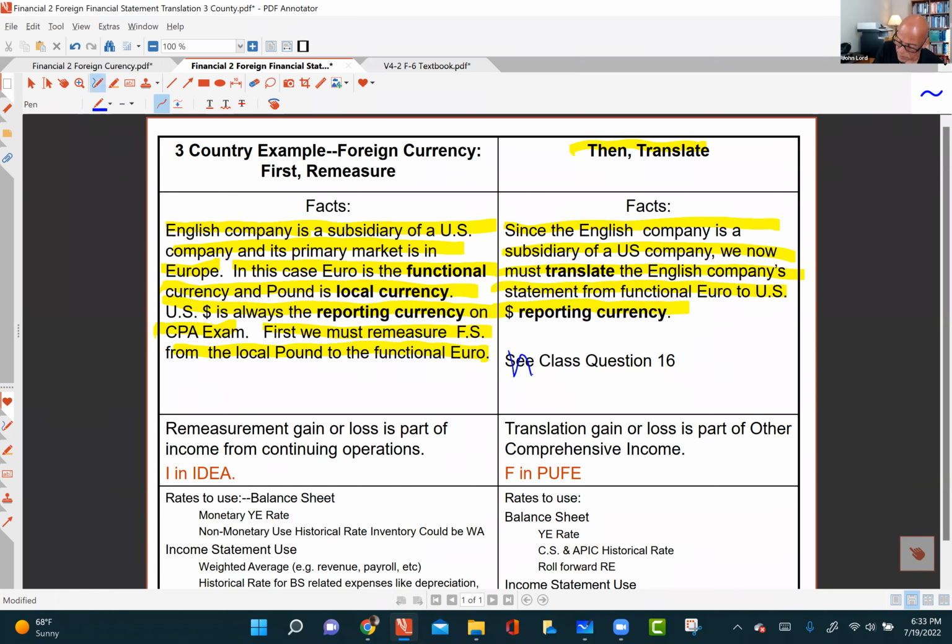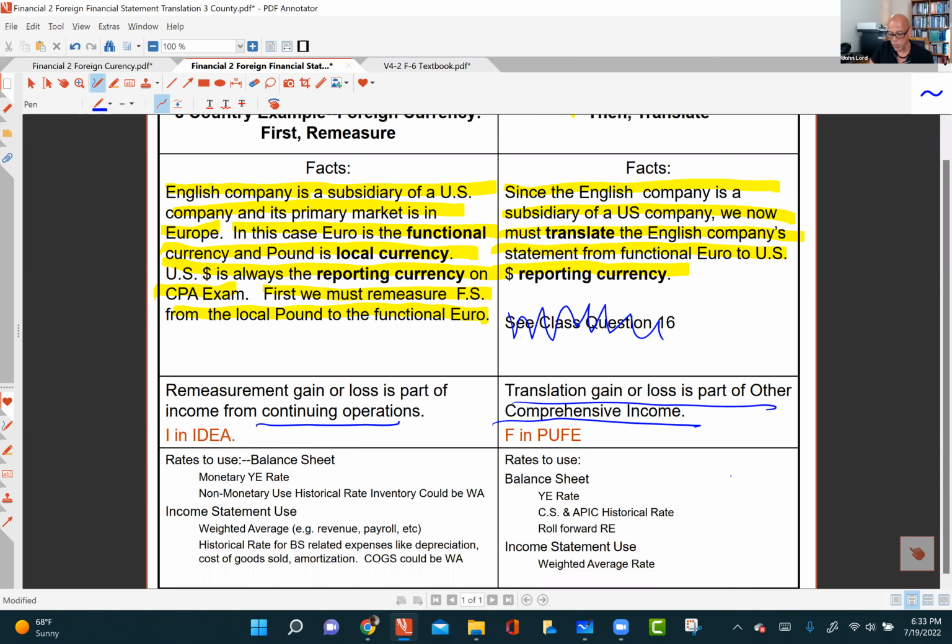And guys, this question is no longer question 16. I'll show you a question that you'll do with that. Now, again, the remeasurement is part of continuing operations. That translation gain or loss would be part of my comprehensive income. And I repeat, I'm not going to go through this, but I repeat the rates that you would use to remeasure, the rates you would use to translate.